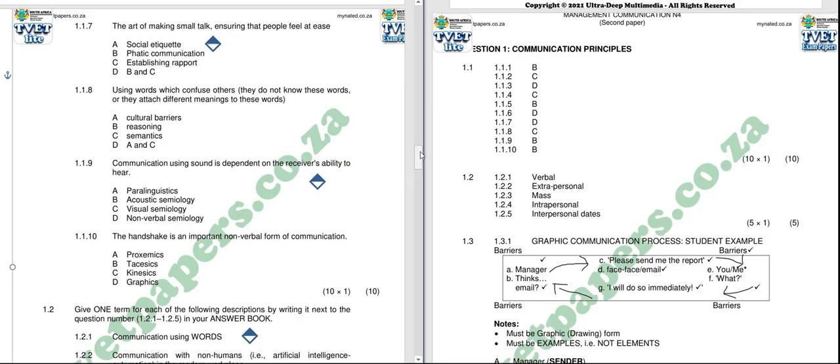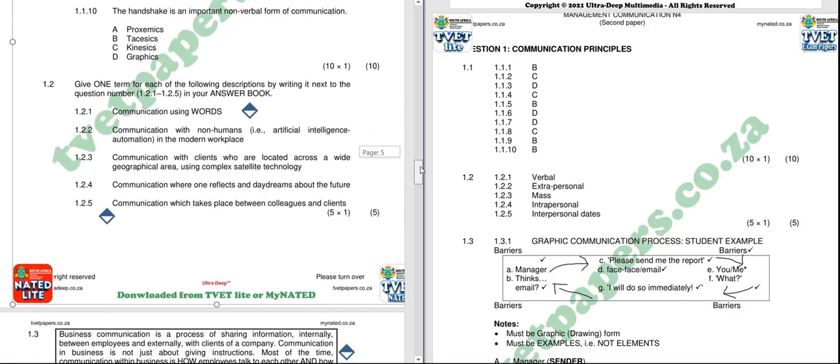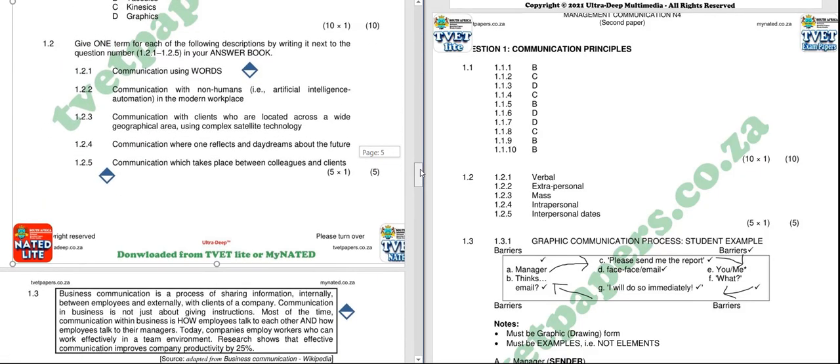And then from there we proceed to 1.2, where we've got communication using words. 1.2.1, this is verbal communication, as indicated in our answer section. Then 1.2.2, communication with non-humans, in brackets artificial intelligence, automation, in the modern workplace. So this is extrapersonal, which represents that. Then 1.2.3, communication with clients who are located across a wide geographical area using complex satellite technology. The correct answer is mass communication.